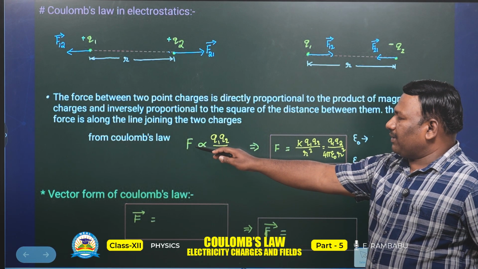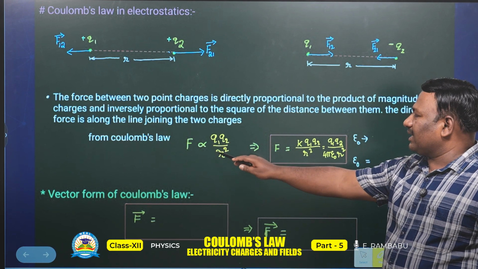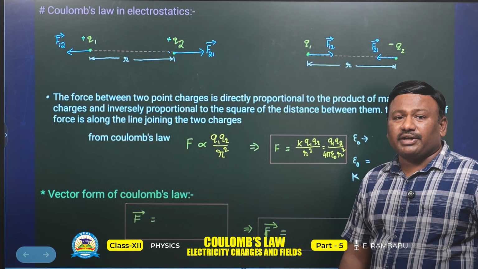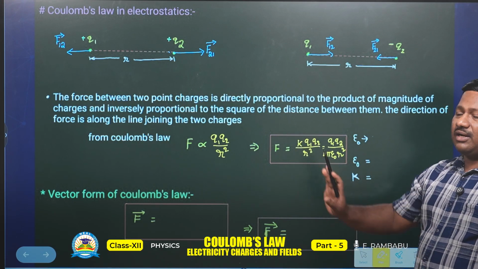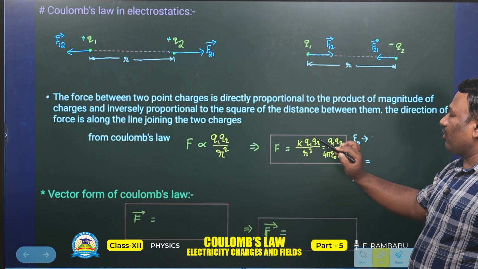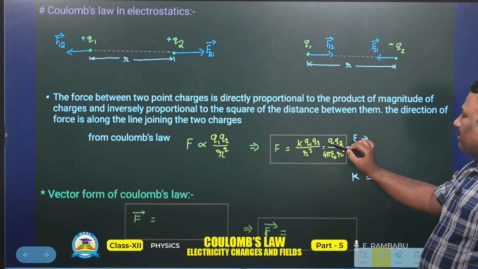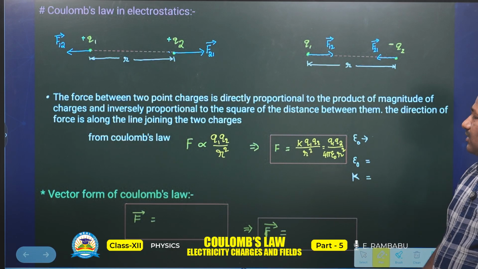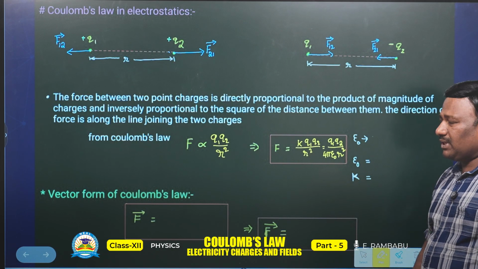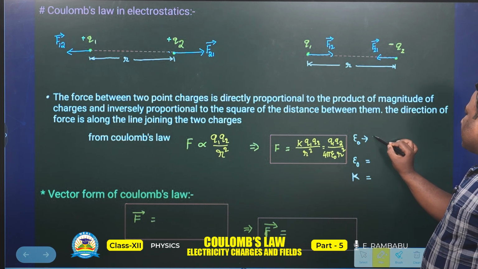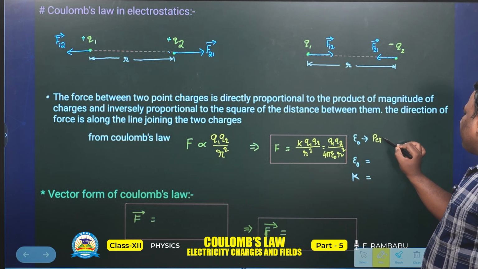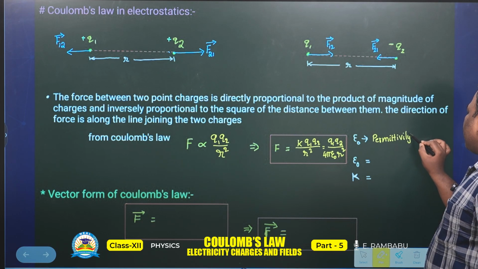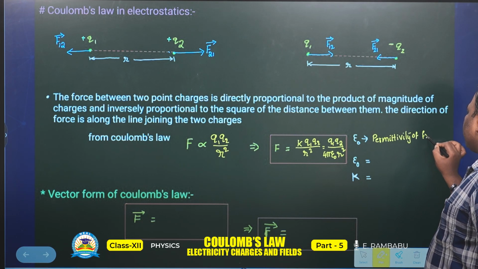The force between the two charges is directly proportional to the product of the magnitudes of the charges and inversely proportional to the square of the distance between them. The proportionality is removed and we take the constant K. The constant K is nothing but 1 by 4 pi epsilon naught into Q1 Q2 by R square. This is known as Coulomb's force, and here epsilon naught is known as the permittivity of free space.